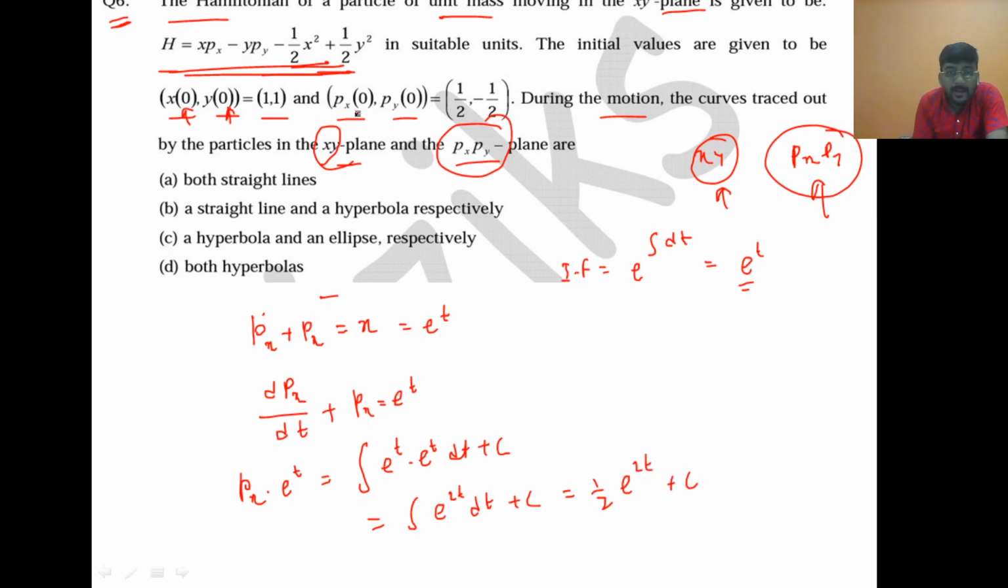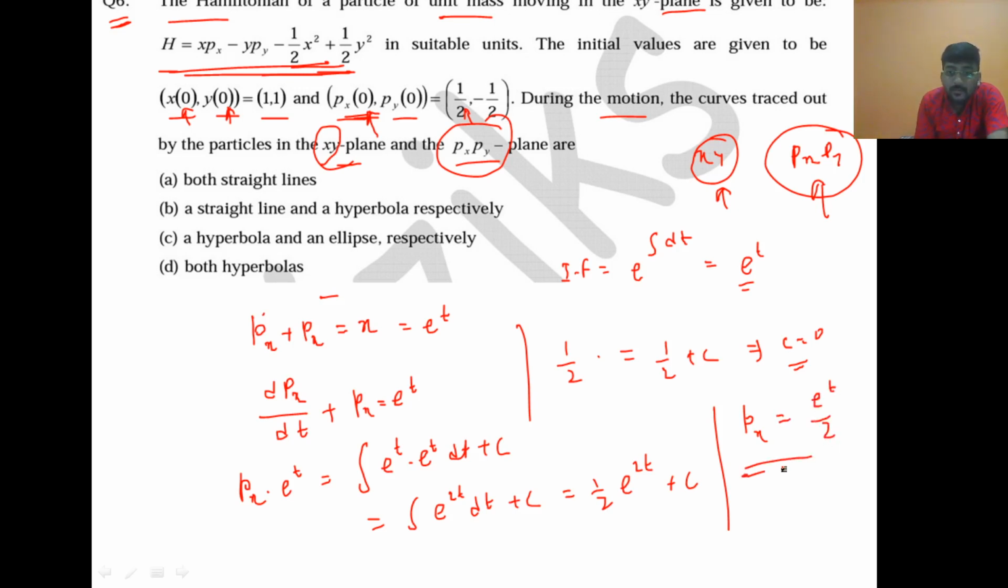Again if we apply this boundary condition that at t is equal to 0, px is equal to half, so what will be the thing? This px will be half into e to the power 0, which is 1, is equal to half plus c. So here also we can find that c is equal to 0. So if c is equal to 0, then px will be only e to the power t by 2.